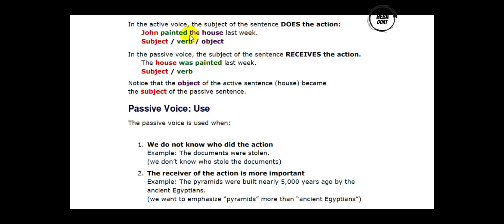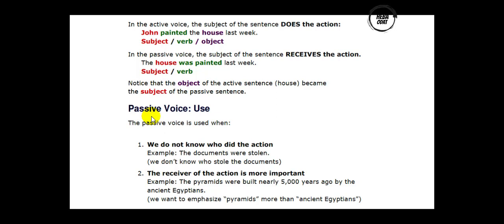But notice how the order is in the passive voice. The house was painted last week. Notice how we took the object from the active voice and we used it in the beginning of the sentence, and then we changed the form of the verb. So the house is the subject that received an action. It was painted by someone last week.